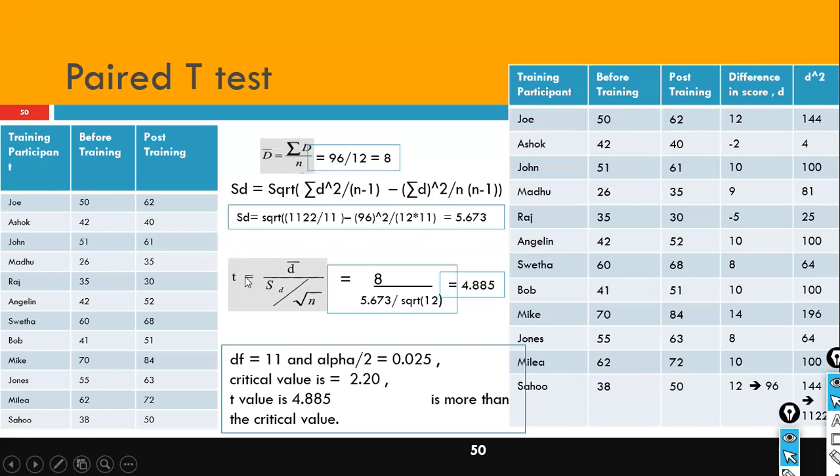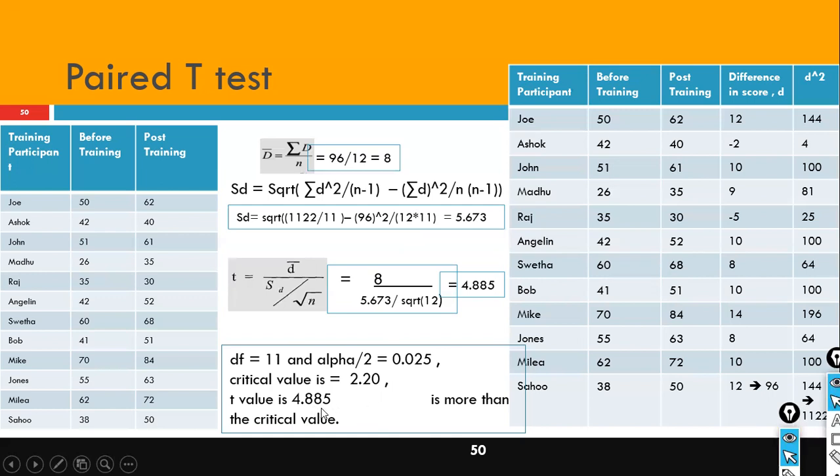And at the end of the day, you need to plug in all these values. So what is the D bar? It's 8. And in the denominator, SD is 5.67 divided by the square root of 12, where n is the number of samples, which gives 1.64. So T is 4.885. The degrees of freedom is 11 and alpha divided by 2, since we are conducting a two-tailed test, is 0.025. The critical value is 2.20.